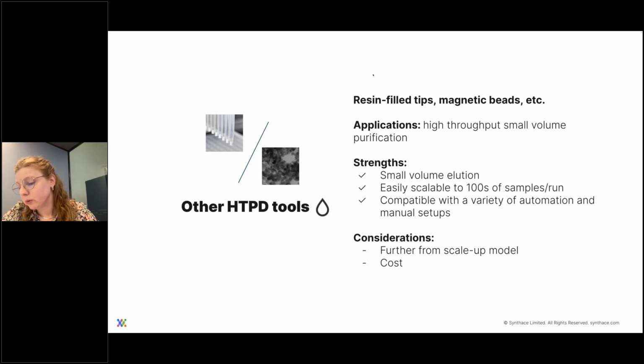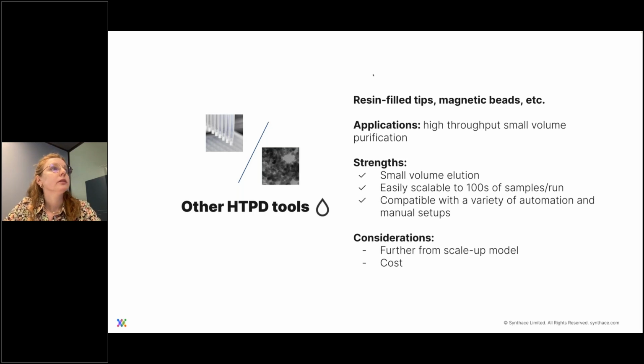So we won't go too deep into these tools today, and just maybe worth mentioning some considerations. So they may be further, again, from the scale-up model of a column. With the filter tips, you do have bidirectional flow in the way that they operate. And with some of these, like with beads, you may be considering costs when you're thinking about scale of your experiments.